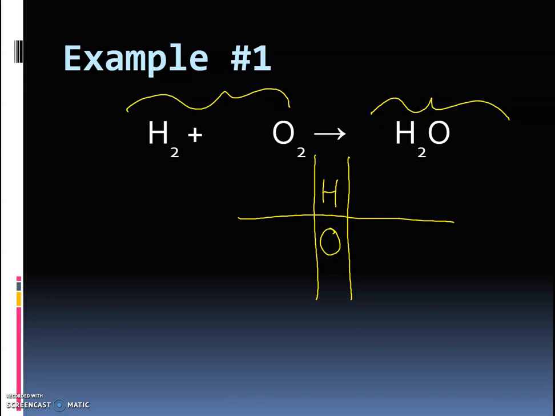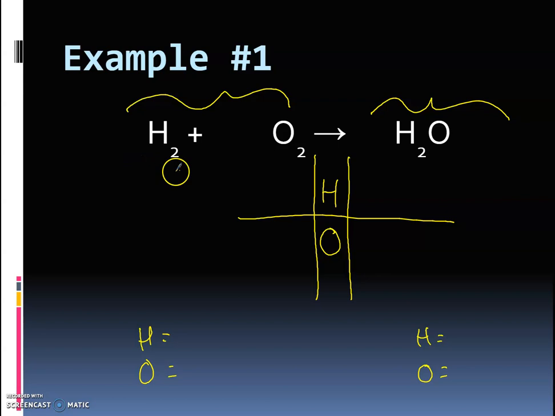Some people do H and O on this side and H and O on this side, and I personally think that's double the writing. If it's the same thing on each side, just leave the same thing in the middle and only count up this way. So that's a little tip from my chemistry teacher, Mr. Ray, back in the day.